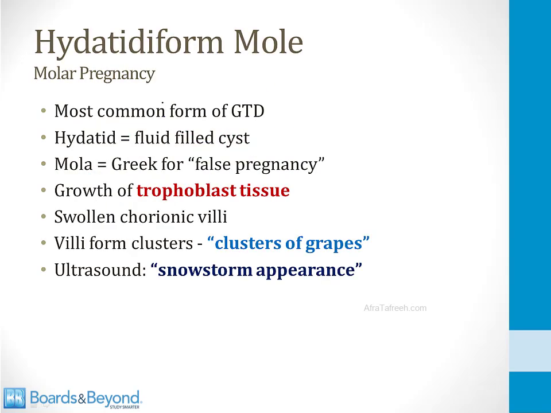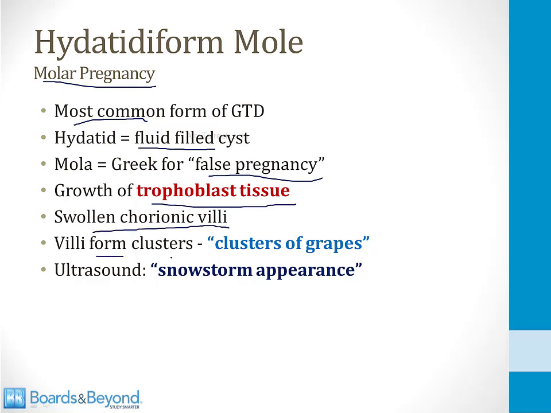Let's start by talking about a hydatidiform mole, which is also called a molar pregnancy. This is the most common form of gestational trophoblastic disease. The word hydatid means a fluid-filled cyst, and mola is the Greek word for false pregnancy. So this disorder gets its name because fluid-filled cysts form in the uterus instead of a normal pregnancy. It's caused by a malignant growth of trophoblastic tissue that develops into swollen chorionic villi.